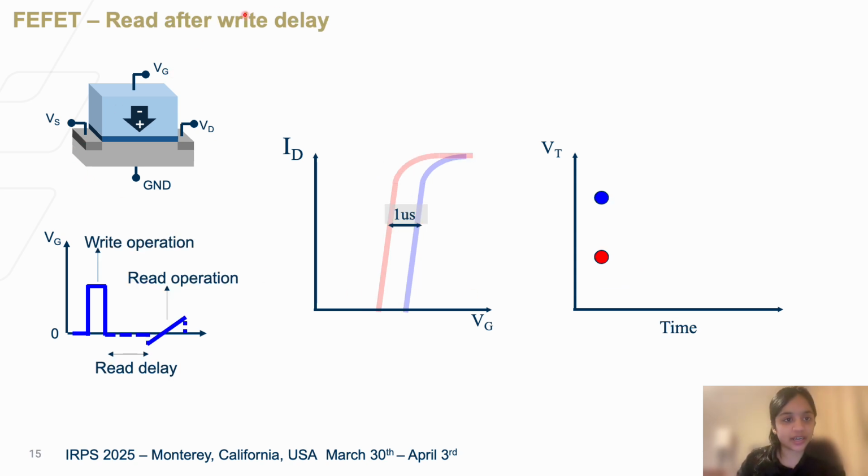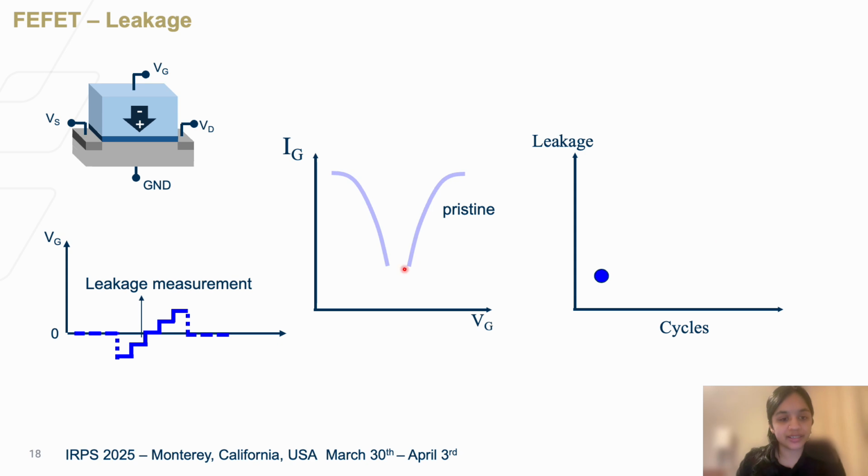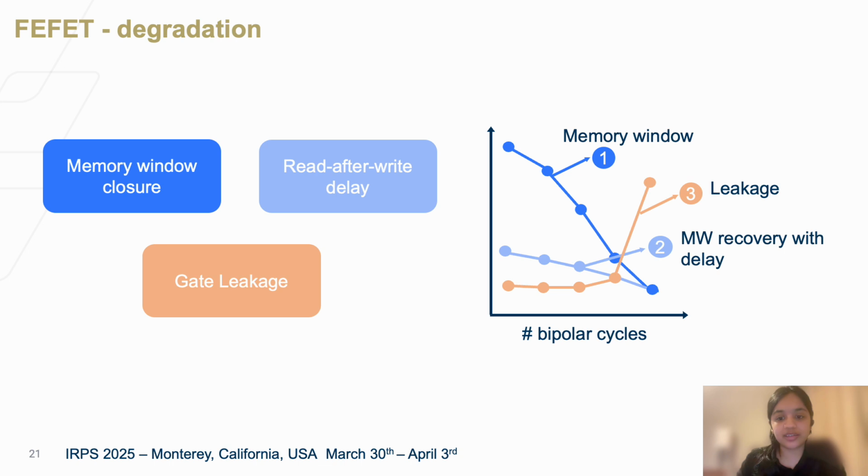We also have the read after write delay effect, which tells us that after a particular write operation is done, we need to provide a certain delay before we can read the device. Say the delay is 1 microsecond, we get a certain memory window when we measure. As we increase the read delay, the memory window opens up and finally opens up to the value that we see and measure. We also have the gate leakage. We have a standard IGVG measurement, and the gate leakage looks like this. Upon cycling, the gate leakage increases. So these are the three key parameters that change under bipolar stress conditions.